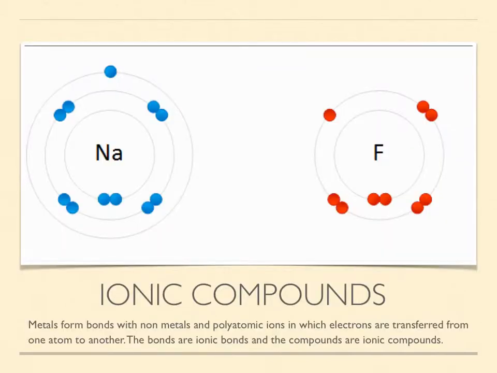Ionic compounds. They involve metals, which form bonds with nonmetals or polyatomics. So here we have our nonmetal. And this is when electrons are transferred from one atom to another. The bonds are ionic, and the compounds are known as ionic compounds.